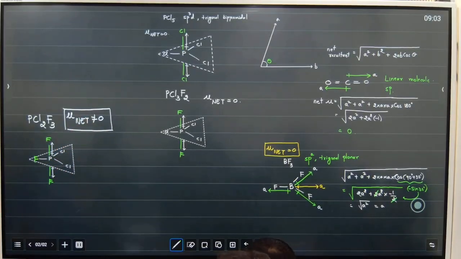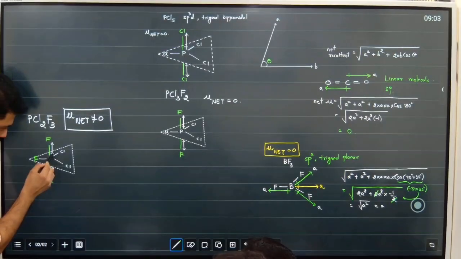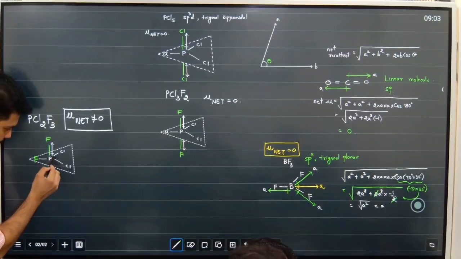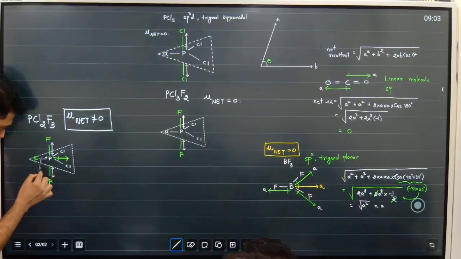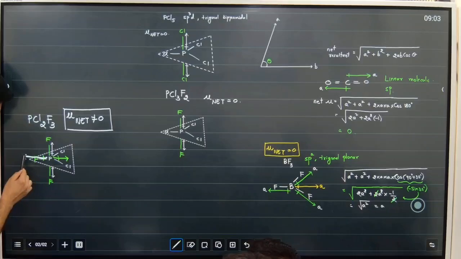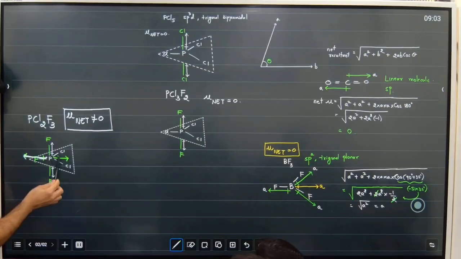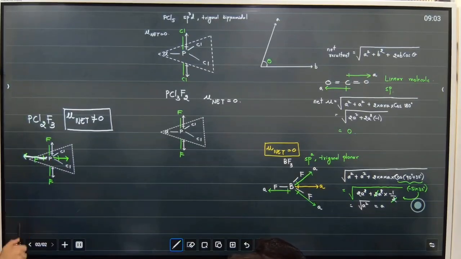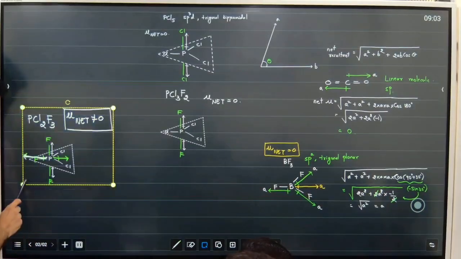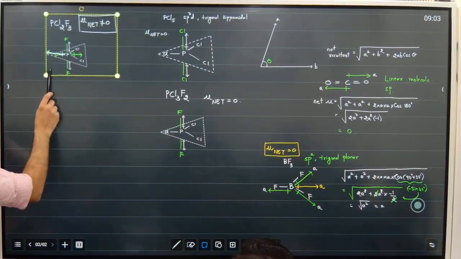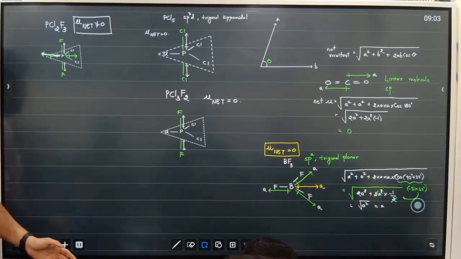Did you people get that? I repeat, why is it not 0? Phosphorus chlorine, the net dipole of this phosphorus chlorine will not be cancelled by the net dipole on the left. This right dipole will not be cancelled by the left dipole, and hence there will be some or the other magnitude. Did you people get that? Chalo.